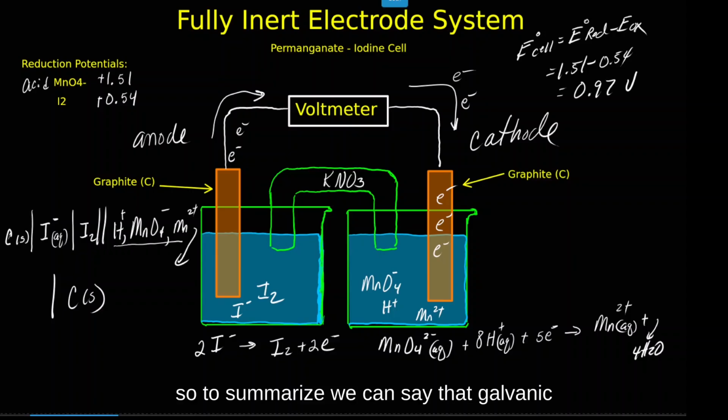So to summarize, we can say that galvanic cells come in many forms: metal-metal ion cells, standard hydrogen electrodes, gas electrodes with inert conductors, fully inert redox systems, but they all obey the same fundamental rules. Oxidation occurs at the anode, reduction occurs at the cathode, electrons flow from anode to cathode.